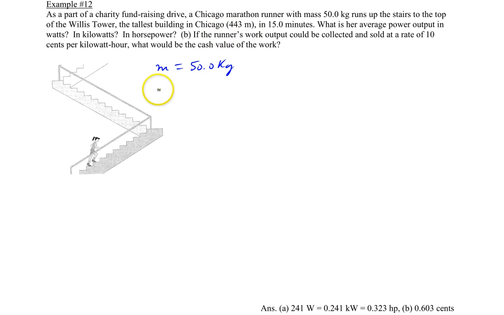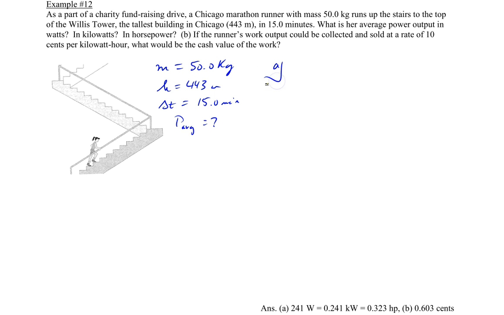It has a height of 443 meters. And she does this in a time of 15 minutes. So we're asked to find out what her average power is, and we want to know it in watts and kilowatts and in horsepower. And then we're wondering, if the runner's work output was collected and sold at a rate of 10 cents per kilowatt hour, what would be the cash value of her work?